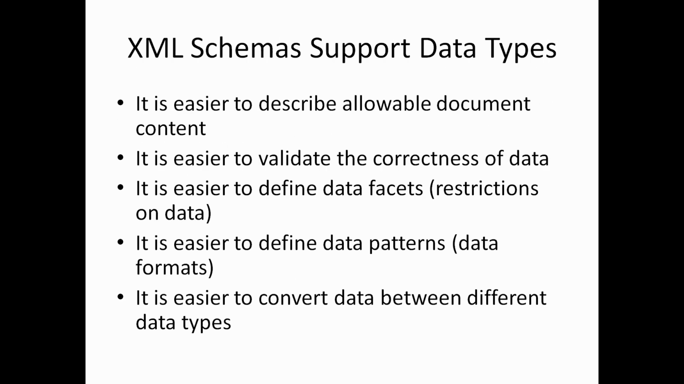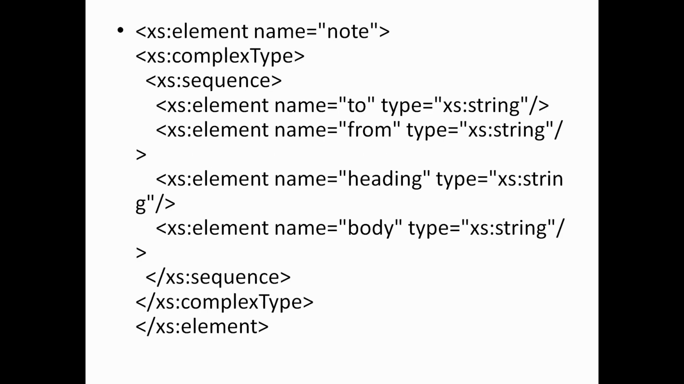That is the schema, which comes with support for data types. It allows documents that are easier to validate, easier to access data, easier to find data patterns, and easier to convert data between different data types. So it also follows some structure.